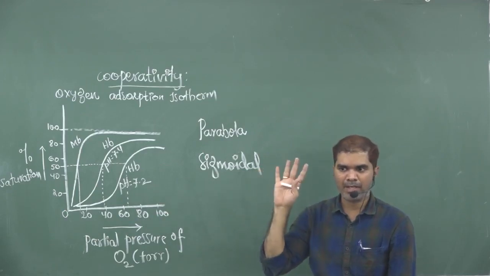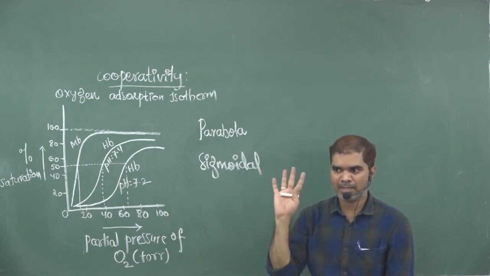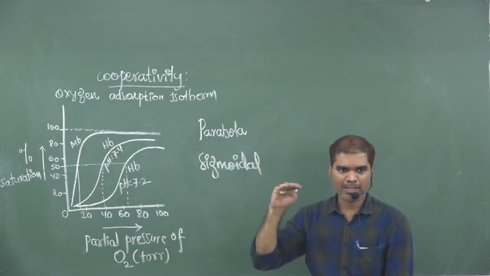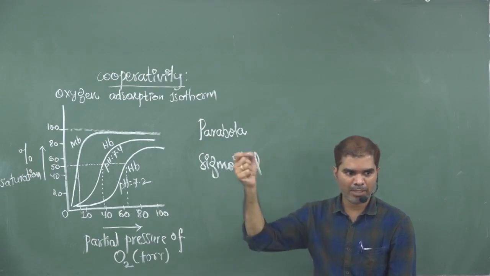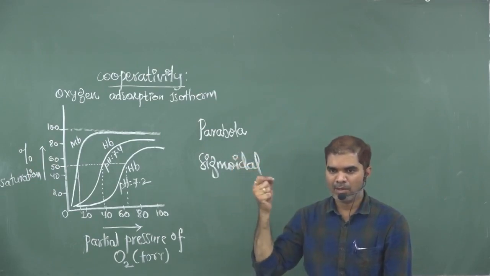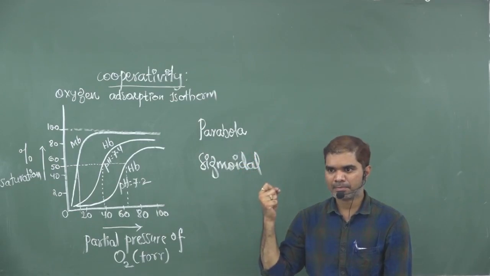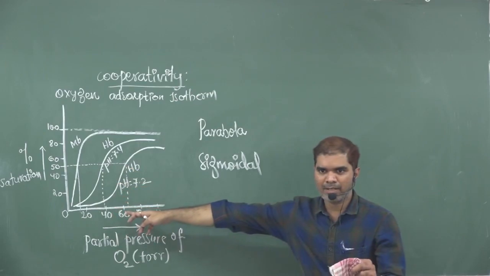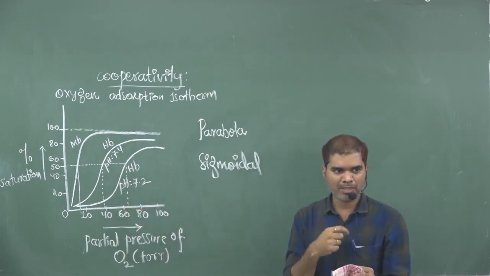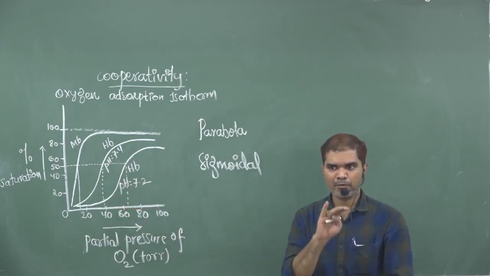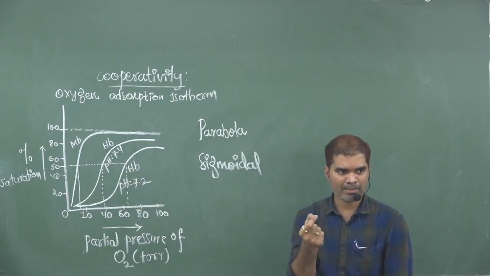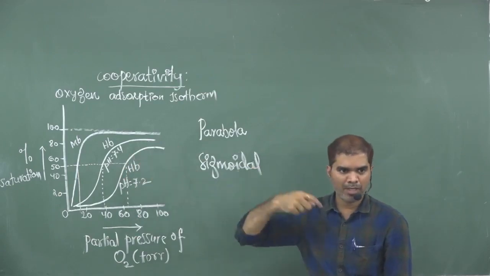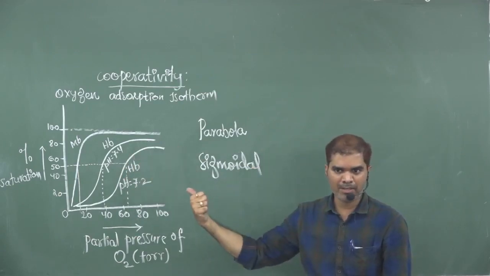Second, suppose the myoglobin is saturated up to 50%. Just imagine I'm having 10 myoglobins, out of which 5 myoglobins have to get saturated. Five myoglobins are taking 5 dioxygens. How much partial pressure of oxygen is needed? Maybe around 20, lesser than 20. So even if the partial pressure of oxygen is very low, myoglobin is getting 50% saturation. Next, for that same 50% saturation for hemoglobin, how much partial pressure is needed?